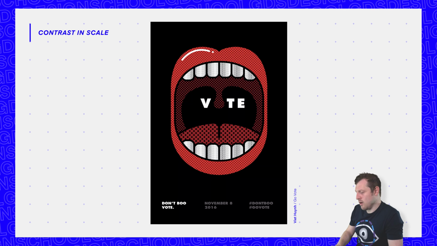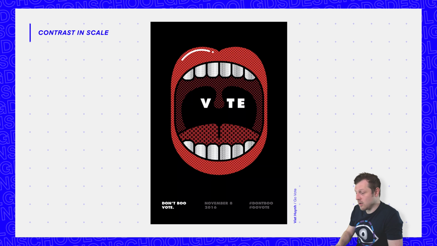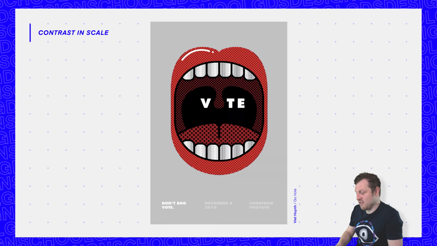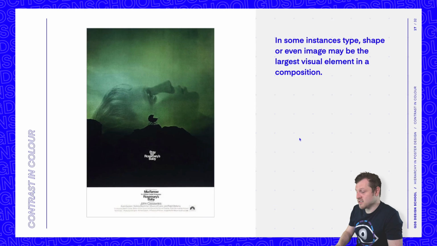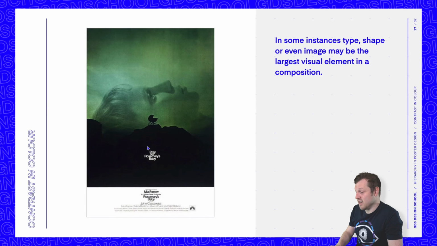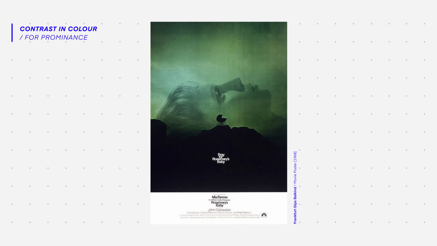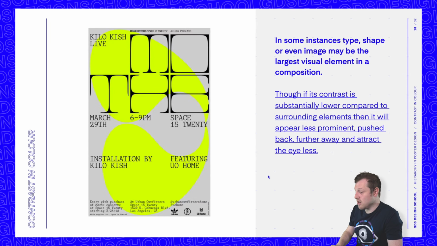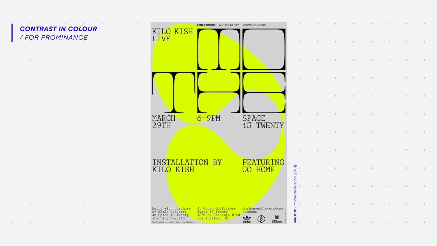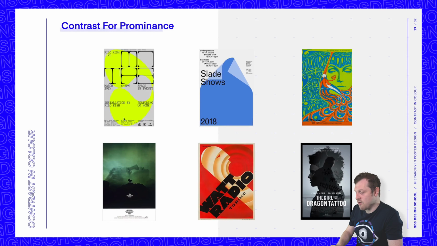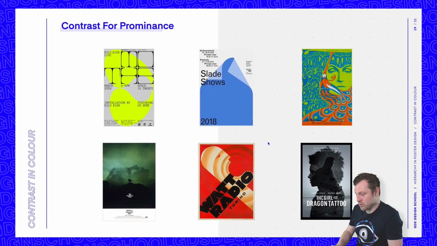Now, in a previous video, we learned how normally it's the largest visual element that attracts the eye first. However, this is not always the case. In some instances, type, shape, or even image may be the largest visual element in a composition, though if its contrast is substantially lower compared to surrounding elements, then it will appear less prominent, pushed back, further away, and attract the eye less. Here are some poster examples where hierarchy has been clearly defined by contrast.